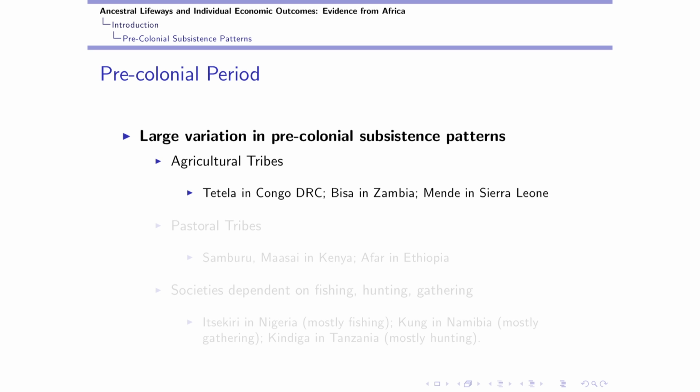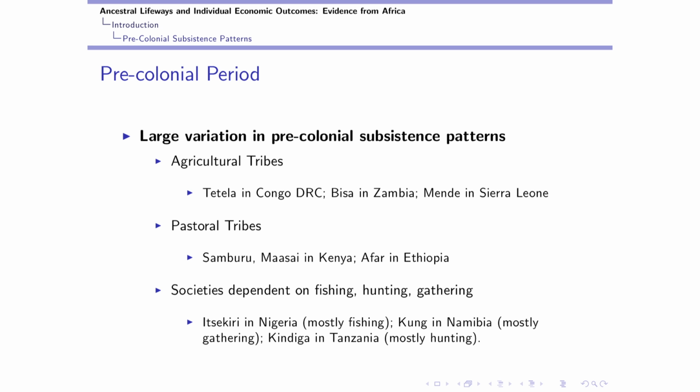Let me give you some examples of groups that are agricultural. These are the Tetela in Congo, for example, and the Bisa in Zambia. Others are pastoral groups like the Samburu and the Maasai in Kenya or the Afar in Ethiopia. And in the Ethnographic Atlas you could have a few societies that specialized in hunting, gathering and fishing. Again, as we will see today, at an individual level, there are very few of these descendants.